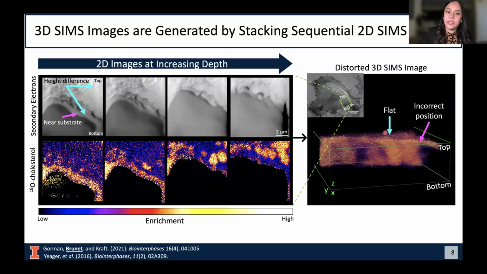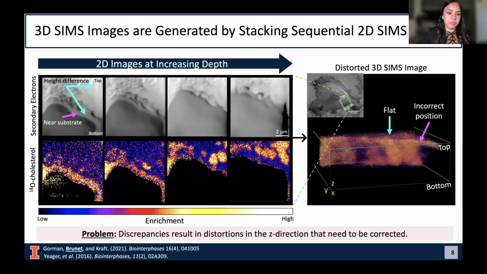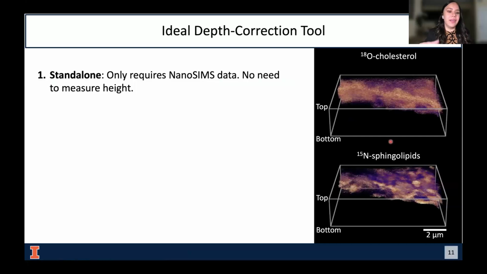So unfortunately, these discrepancies result in distortions only in the Z direction, not in X and Y, just in Z. So a natural question that arises is, how can we depth correct these distorted 3D NanoSIMS images in order to generate more interpretable 3D images? Well, to address this, we took on the challenge to develop a depth correction tool. So we envisioned this tool being characterized by the following key qualities.